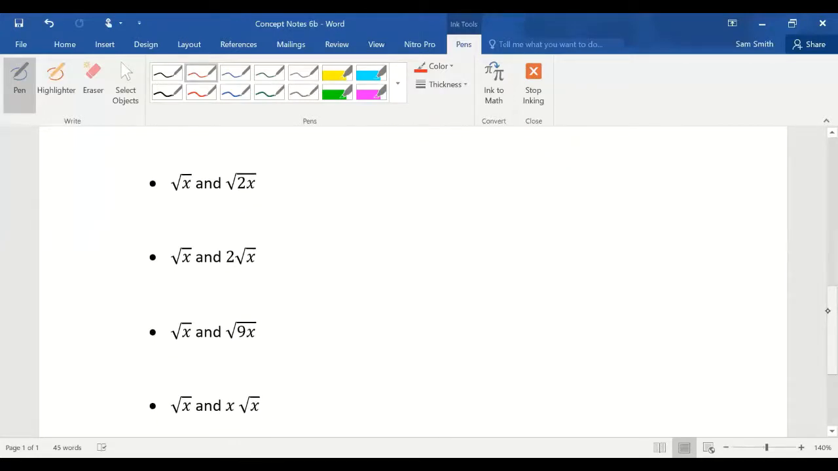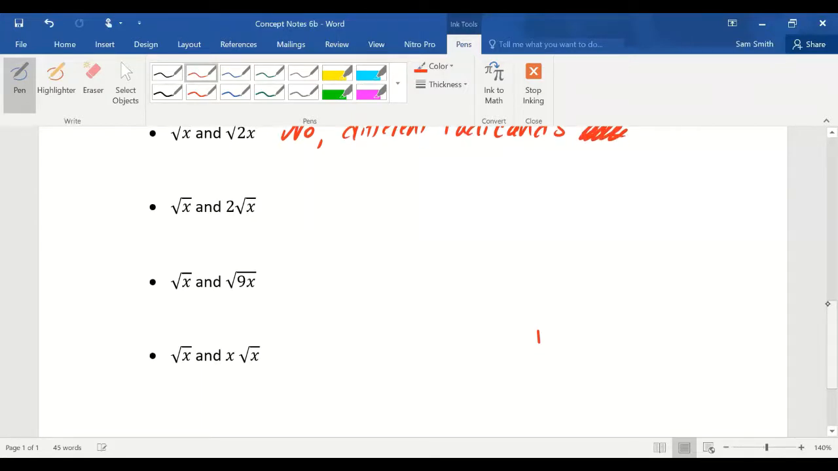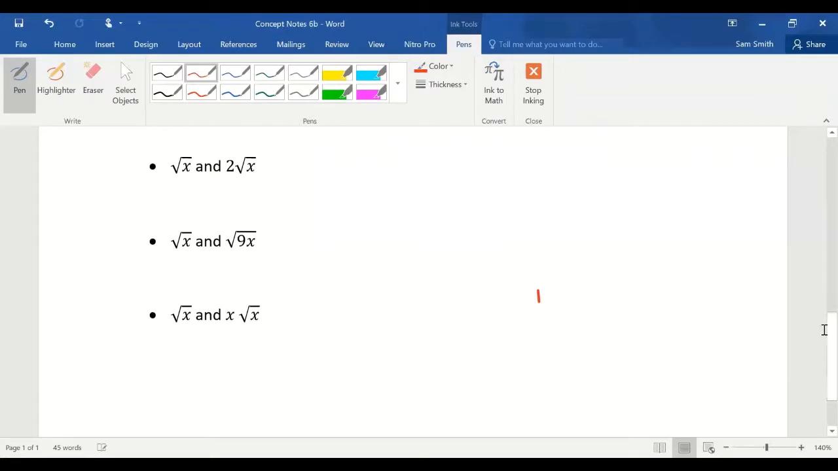Now, what about this pairing? What about square root of x and square root of 2x? What do you think? Are these like terms or no? Again, I'm going to have to say no here. And the problem this time is that the two radicands are different. The two quantities under the square root would have to be identical. These are not identical, so these are not like terms.